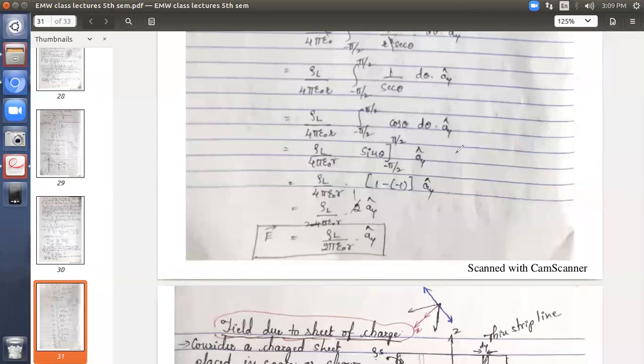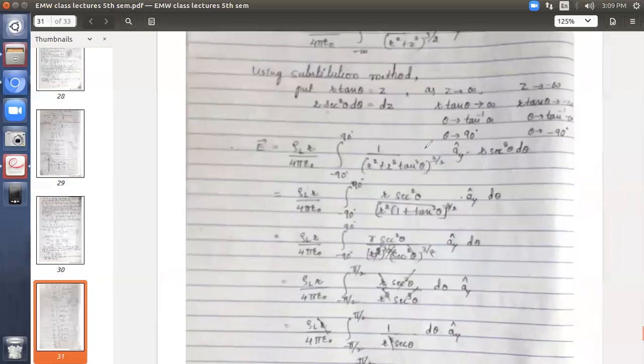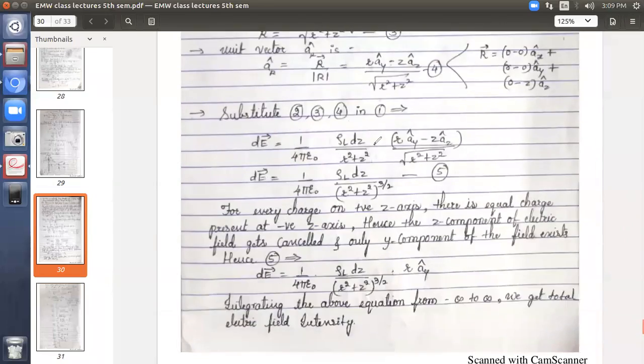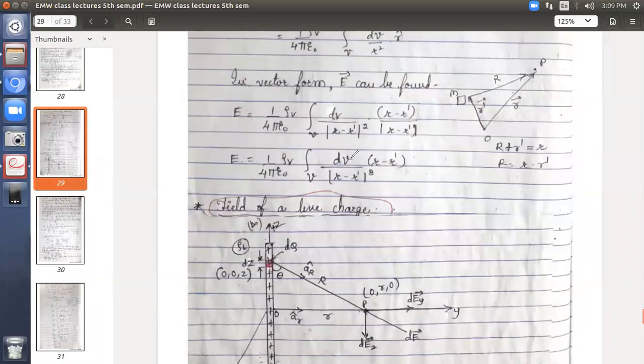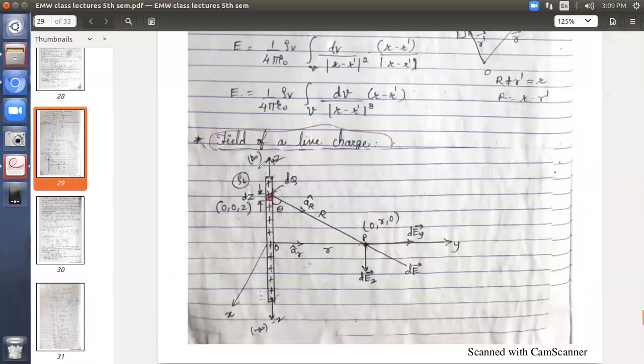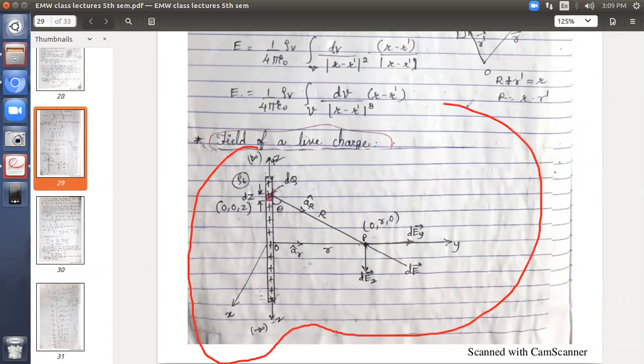One important thing, just to remind you, in a previous session what we dealt with was the line charge. While doing this, if you remember, the point considered was on the y-axis, and if you resolve the field, this is the resultant field direction, and these two are its components, EY in y direction and EZ in z direction.